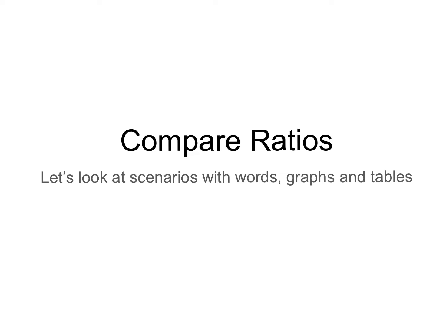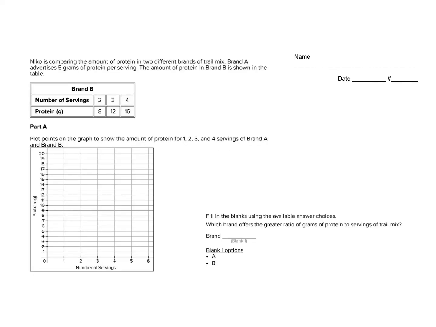In this video, we're going to look at how to compare ratios when we have words, graphs, and tables in different situations. Nico is comparing the amount of protein in two different brands of trail mix. Brand A advertises 5 grams of protein per serving. The amount of protein in brand B is shown in the table.